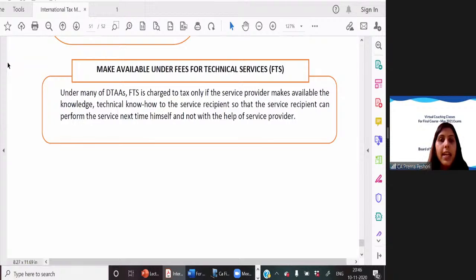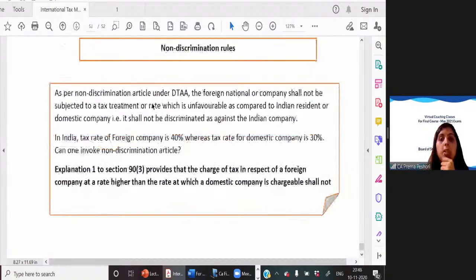Okay. Then the next concept is in the case of foreign companies. Now, foreign companies have a tax rate of 40%, right? Whereas domestic companies have a tax rate of 30%. Right? So there were these questions raised by foreign companies. Is it not discriminatory?